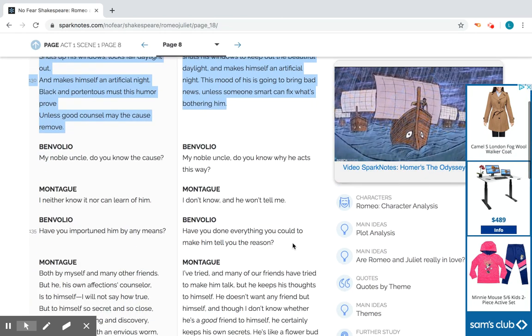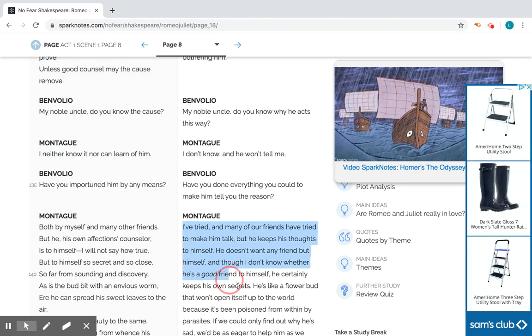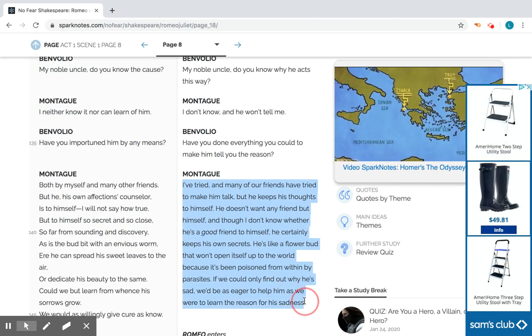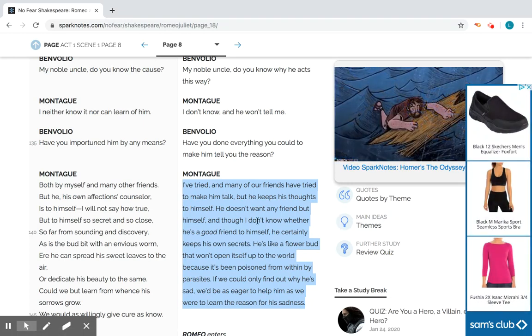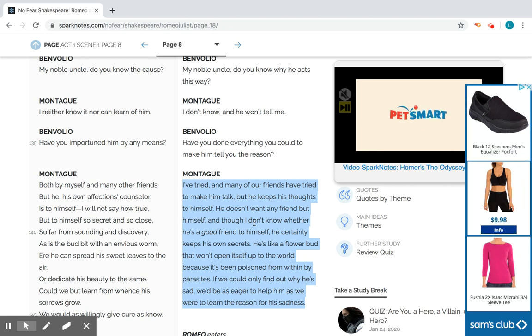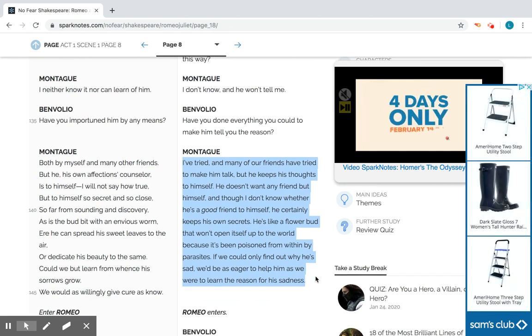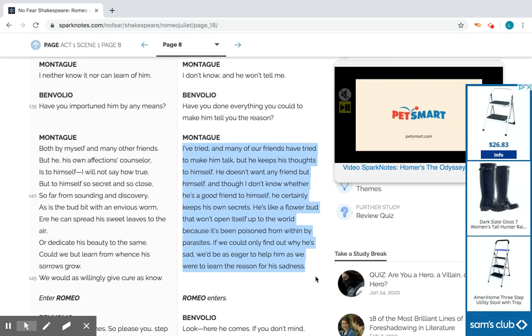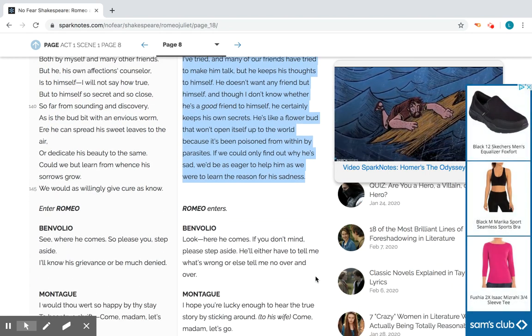I neither know it nor can learn of him. Have you importuned him by any means? Both by myself and many other friends. But he, his own affection's counselor, is to himself, I will not say how true, but to himself so secret and so close, so far from sounding and discovery, as is the bud bit with an envious worm ere he can spread his sweet leaves to the air or dedicate his beauty to the sun. Could we but learn from whence his sorrows grow, we would as willingly give cure as know. See where he comes. So please you step aside, I'll know his grievance or be much denied.